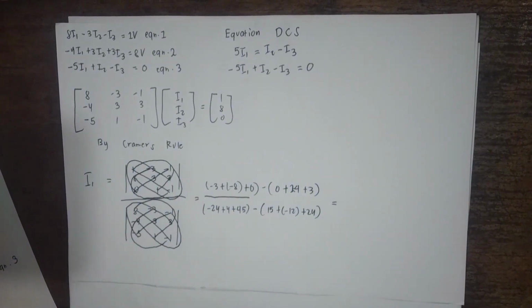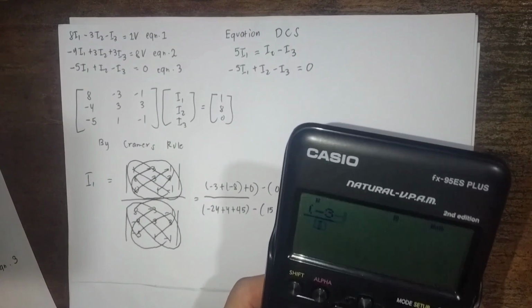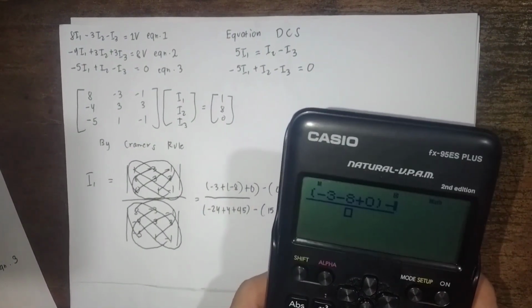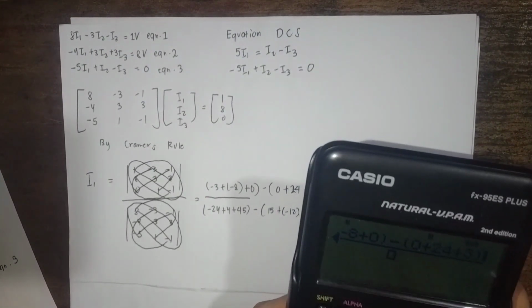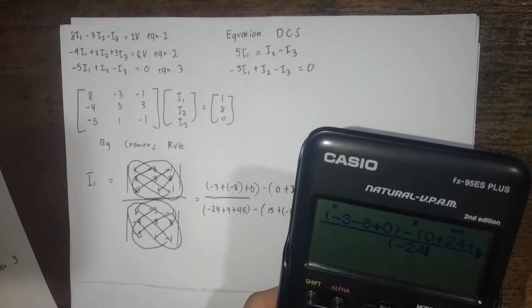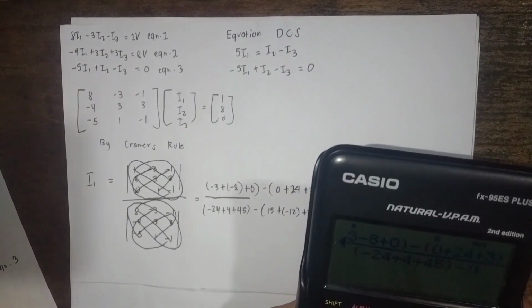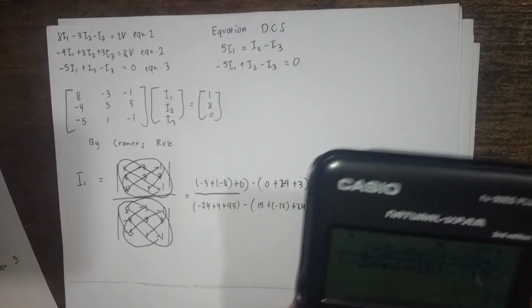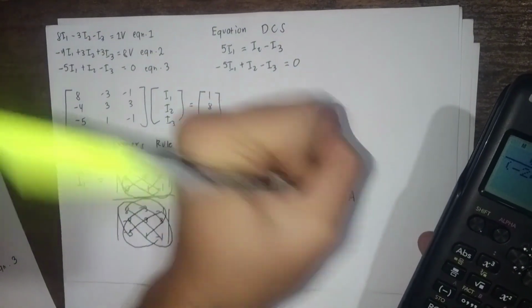So we input all of it into the calculator. Negative 3 minus 8 plus 0 minus 0 plus 24 plus 3, divided by negative 24 plus 4 plus 45 minus 15 minus 12 plus 24. So our current I1 is 19 amperes.